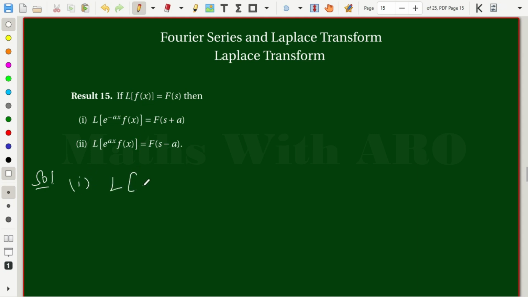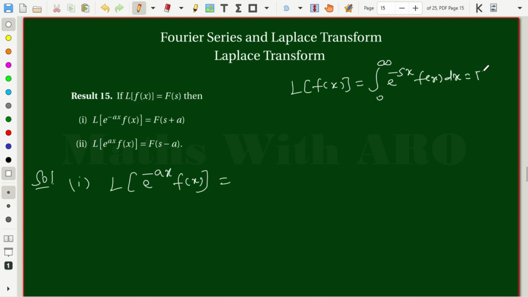Laplace of e power minus ax into f of x, this is equal to, we are going to use the definition. Laplace definition நமக்கு என்ன அப்படிங்கிறது தெரியும். That means once again recall பண்ணிடலாம். Laplace of f of x, this is equal to integral 0 to infinity e power minus s into x f of x into dx அப்படின்னு கிடைச்சிடும்.